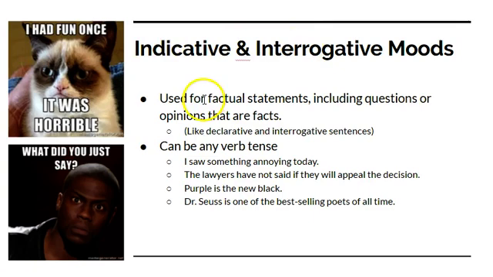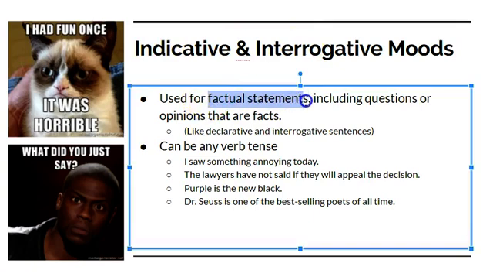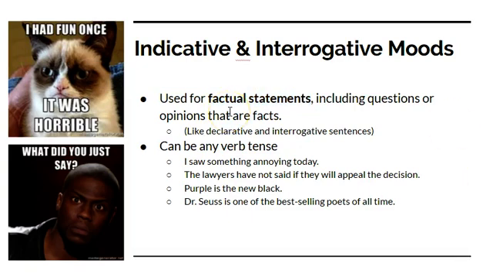Indicative mood is used for factual statements, including questions or opinions that are facts. An interrogative mood is some sort of factual or realistic question. Okay? So interrogative automatically is just a question. That's easy. And indicative ones are like the four right here. I saw something annoying today. Fact. The lawyers have not said if they will appeal the decision. Fact. Purple is the new black.